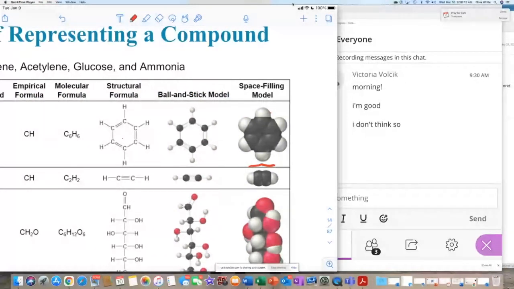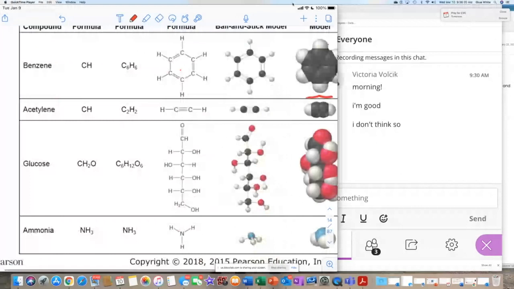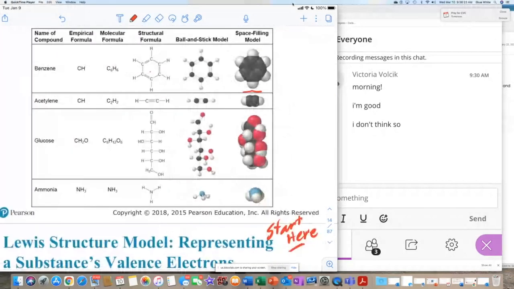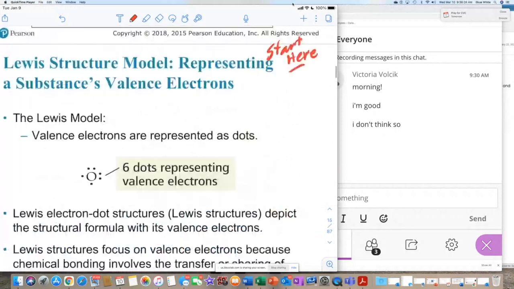Okay, and then you have the different illustrations of the actual molecules. This is what they look like in the powerful electron microscope. And then once again, you're working backwards to see the number of atoms. Okay, so I'll go back here where I said start here.